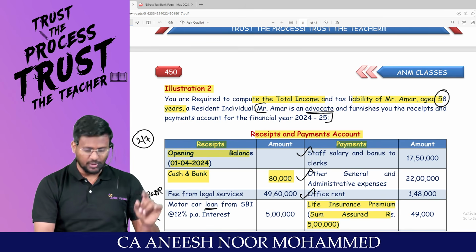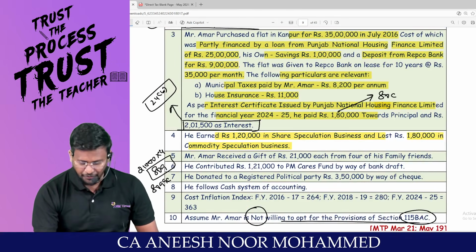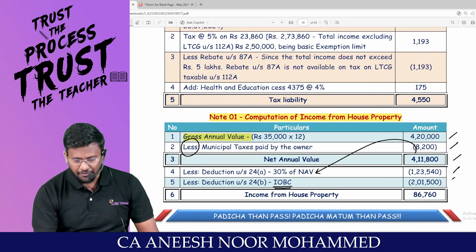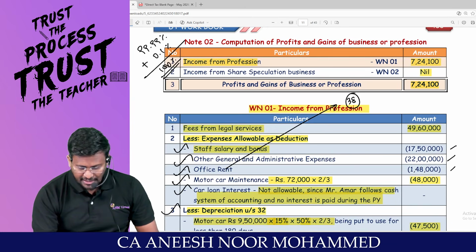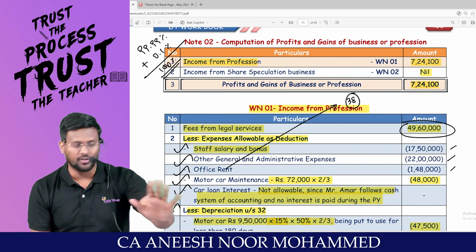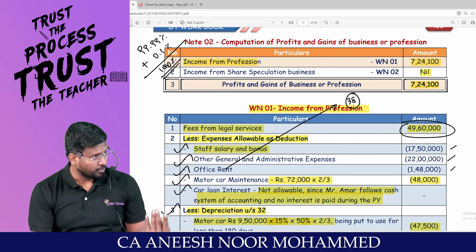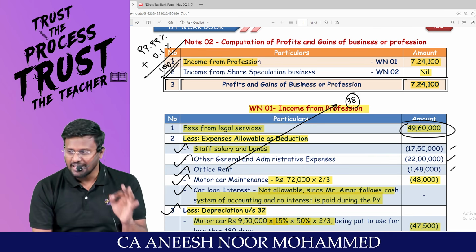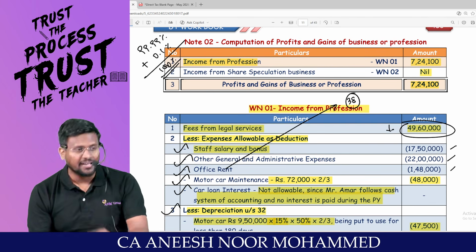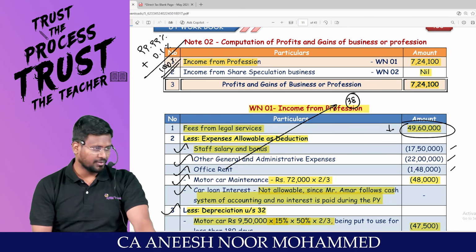My dear lovable students, if their gross receipts do not exceed 50 lakh, then they can travel through the presumptive taxation route. Look at what the fees are, 49,60,000. That is the reason why they are not touching that 40,000. Do you think that ICAI is being stingy over 40,000 rupees? Intentionally, the gross receipts have been reduced to 50 lakh, just to check whether you are aware of the presumptive taxation route or not.